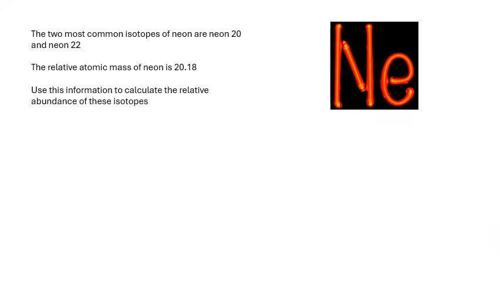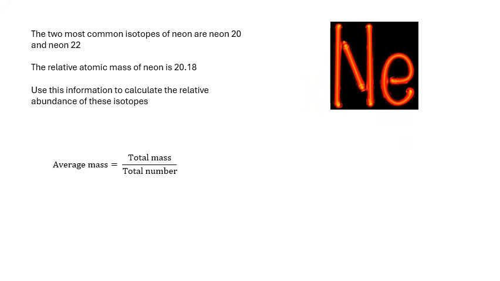First of all, I'll ask the same question I asked before. Which do you think is more common, the neon-20 or the neon-22? And hopefully you figured out that the more abundant one is going to be the neon-20, because the relative atomic mass is closer to 20 than it is to 22. Anyway, have a go yourself, and I will show you the answer in 3, 2, 1.